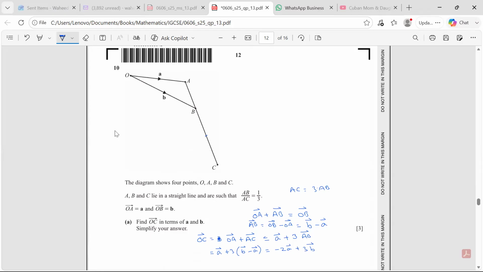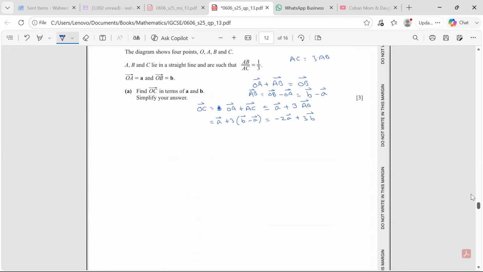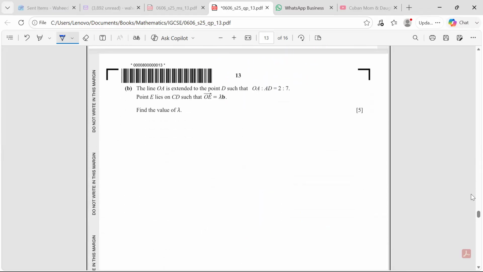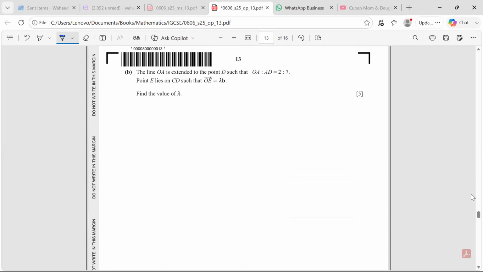Now, next question. Yes, next question is more complicated and very interesting. Okay, we have to have this diagram again, but let me redraw. This is my straight line. This point is A, and it has three sections. So this point is C, and this point is B. And here somewhere we have O. So this is OA vector, OB vector.